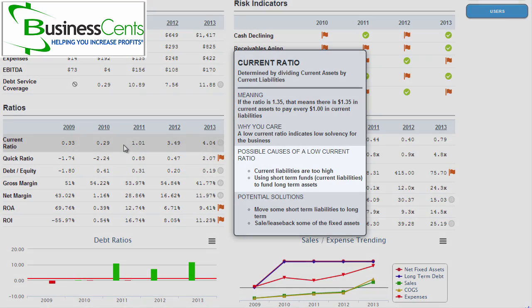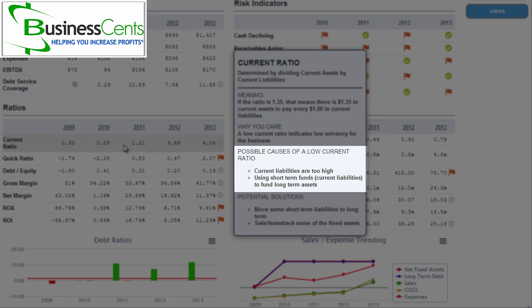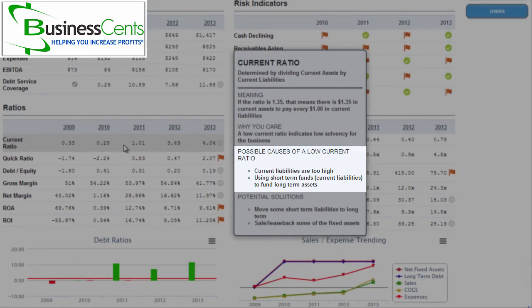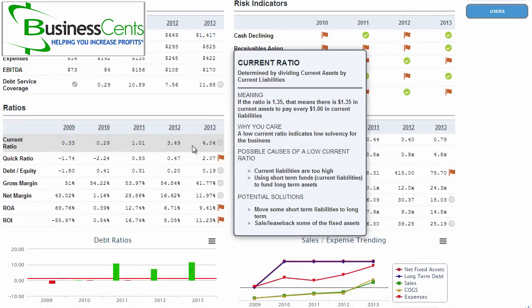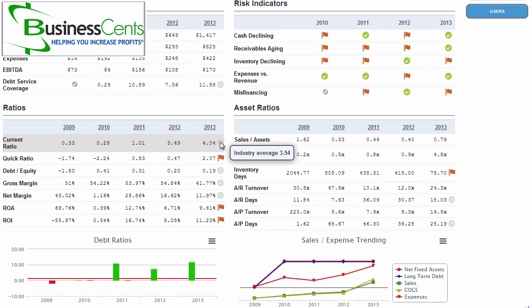If you have a low current ratio, here you can see some potential causes, or if you're looking to make some improvements, you can look at these potential solutions. If you're curious how to get more detail about this and how you compare to the industry, just hover over this final little globe or flag, depending on the ratio. If you're above the ratio, which means your business is doing well compared to others in the industry, you'll see a globe. And you hover over it and you'll see that the industry average is 3.54. You're at 4.04, so you're doing better.